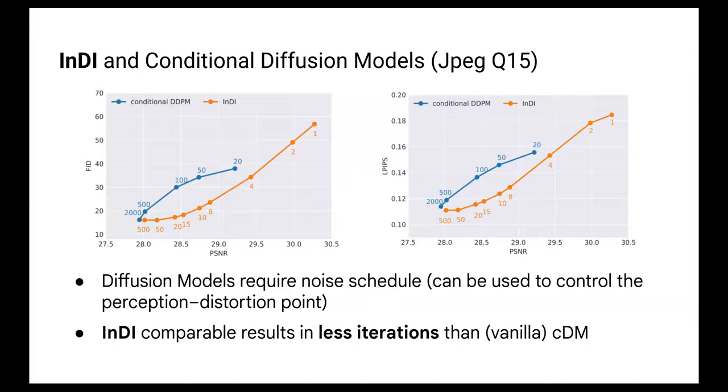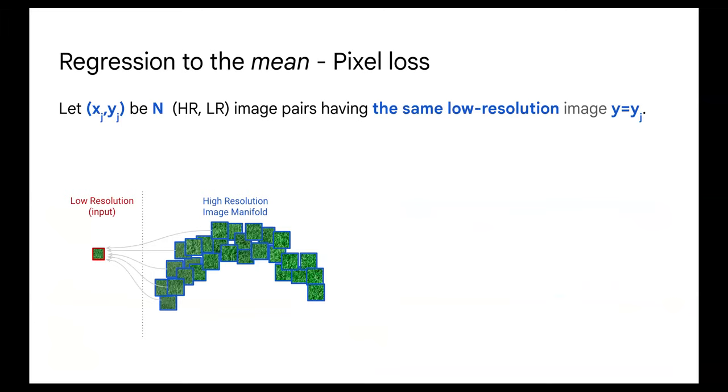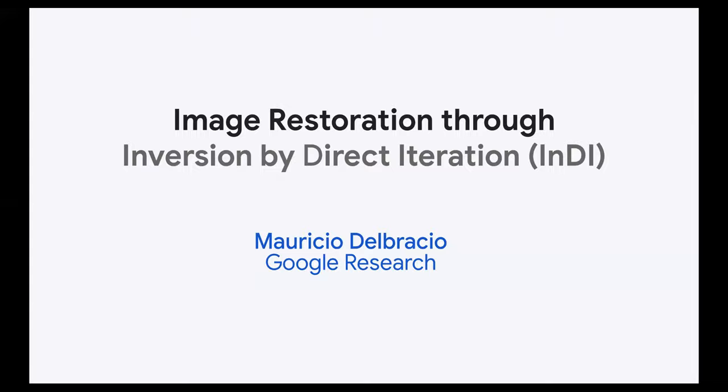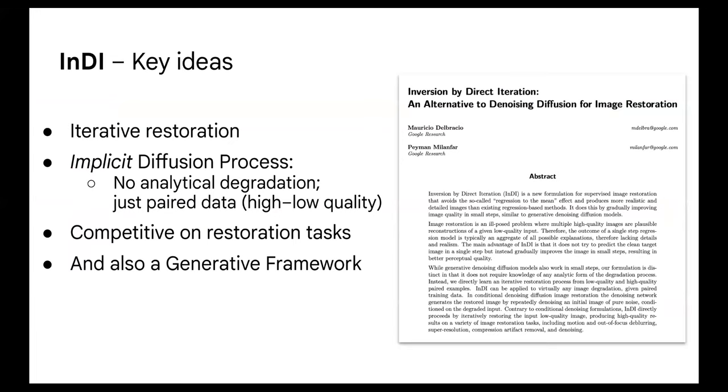Yeah, thanks for the talk. This is really impressive work, really interesting. So one question I had is, when you're training the INDI model, how important is it that the paired data be similar? If you're doing denoising, for example, does the paired data all have a similar amount of noise, or for deblurring, does the data need to have the same blur kernel?